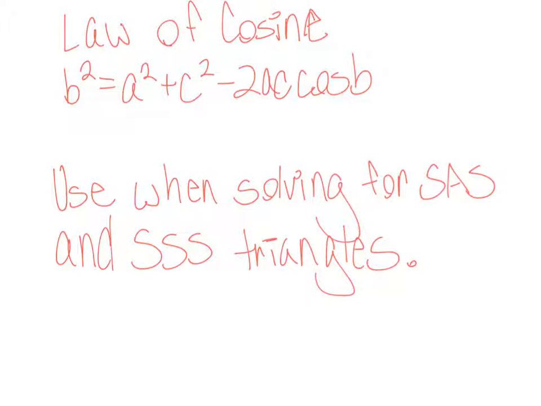Next is the law of cosines, which is b squared equals a squared plus c squared minus 2ac times cosine of angle B. Use this when solving for a side-angle-side triangle and a side-side-side triangle.